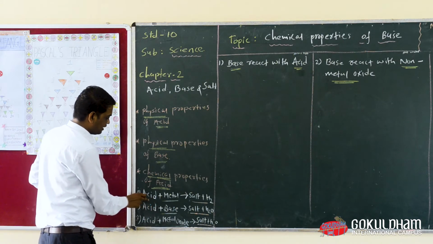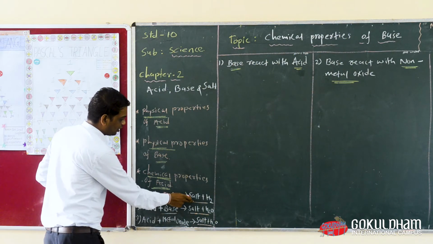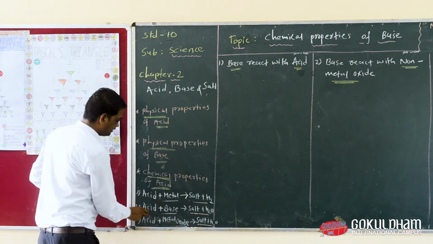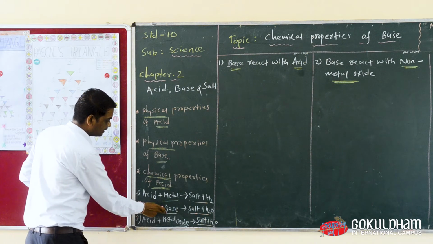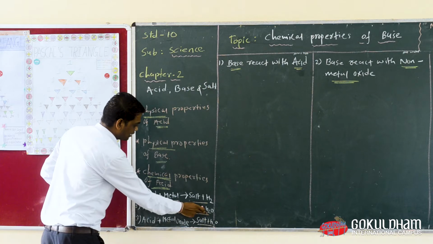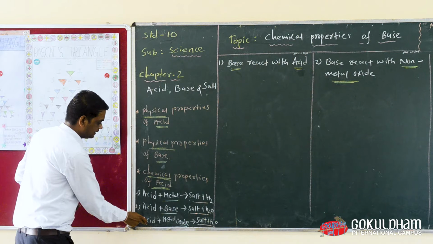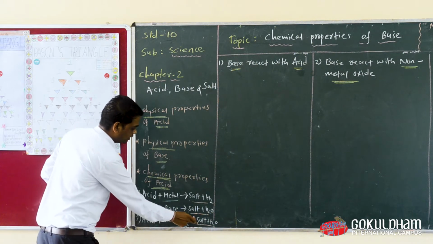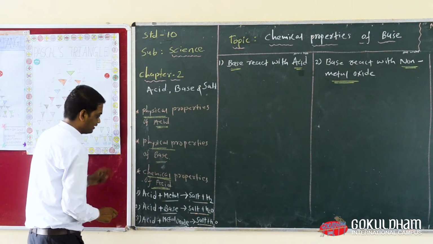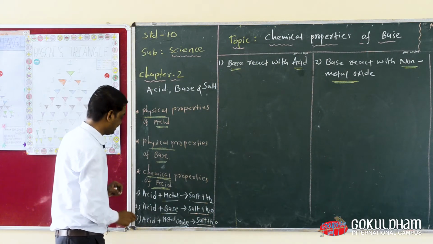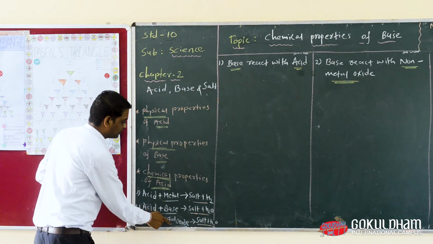First, when acid reacts with metal, we get salt and dihydrogen gas. Second, when acid reacts with base, we get salt and H2O. H2O means water. Third, when acid reacts with metal oxide, we get salt and H2O. And the last and final chemical property of acid is that acid reacts with metal carbonate.